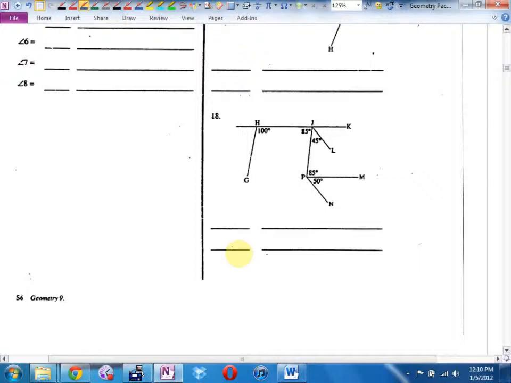However, with geometry rules, if it's corresponding, it's parallel. If it's parallel, it's corresponding. One implies the other. They both work. So you can use them to prove, to go backwards. You can say, if I know it's parallel, I can find a corresponding or a co-interior or an alternate interior. Or if I know there's an alternate interior or a corresponding or a co-interior pattern, then I know it's parallel.